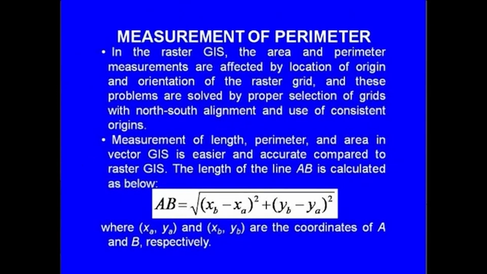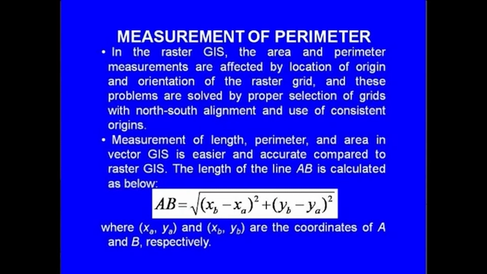Measurement of perimeter. In the raster GIS, the area and perimeter measurements are affected by the location of origin and orientation of the raster grid, and these problems are solved by proper selection of grids with north-south alignment and use of consistent origins. Measurement of length, perimeter and area in vector GIS is easier and more accurate compared to raster GIS.